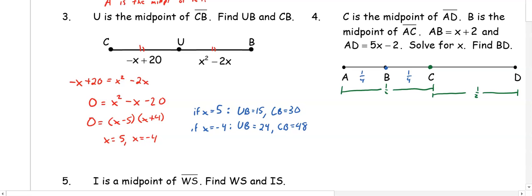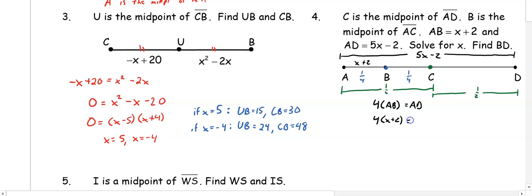In the problem, we are given that AB is x plus 2 and AD is 5x minus 2. So if we have a fourth of a line and the whole line, we need 4 fourths to equal a whole. So we need 4 times the length of AB to equal AD. 4 times x plus 2 is equal to 5x minus 2. So we get 4x plus 8 is equal to 5x minus 2. As we solve, we get x is equal to 10.